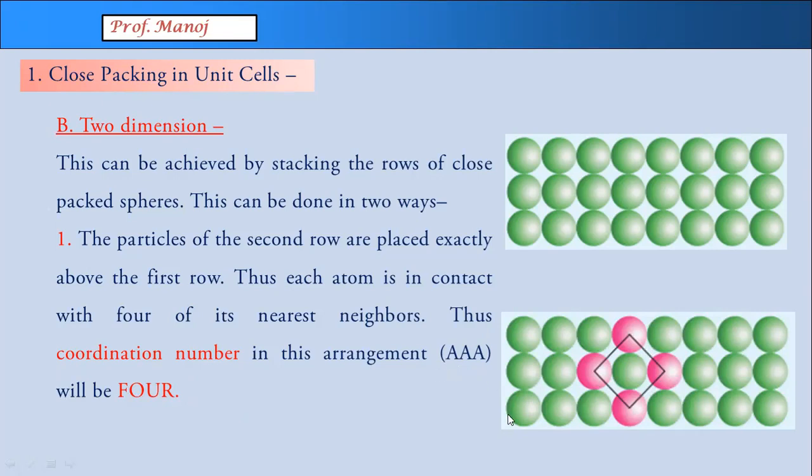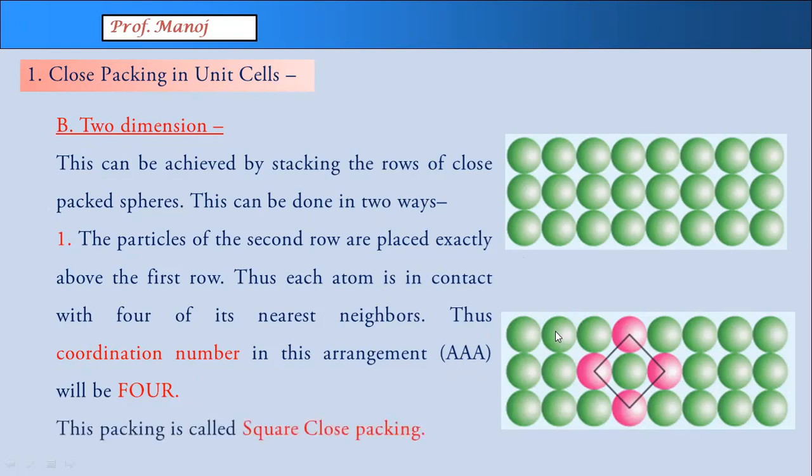AAA simply means this row is labeled as A, the second row is also similar to that, the third is also similar to that, and so on. This is one of the ways, number one. Any doubt in this before I go to the second one?